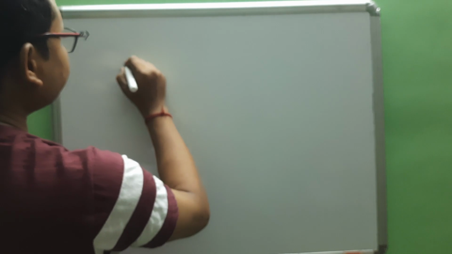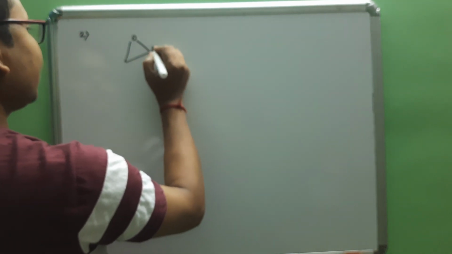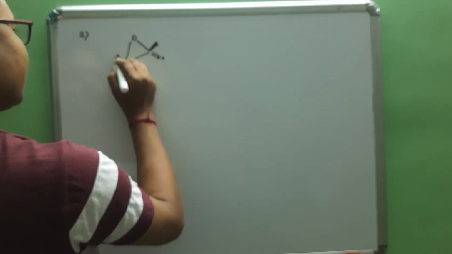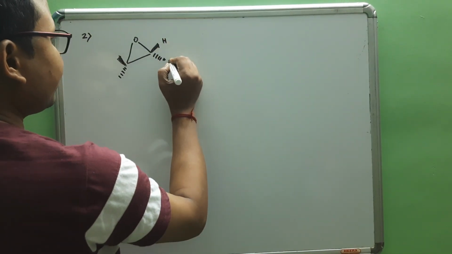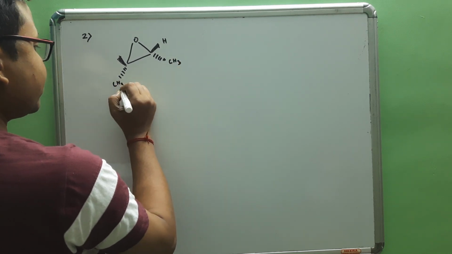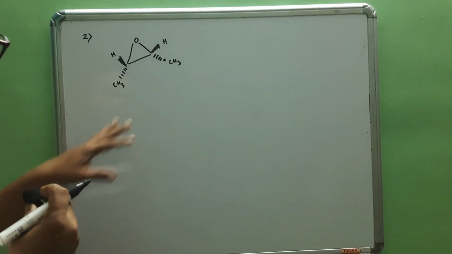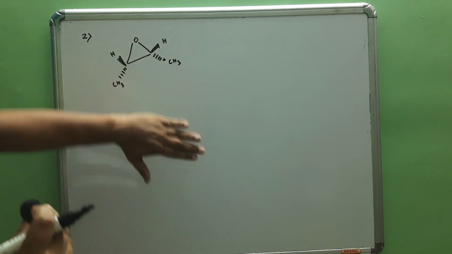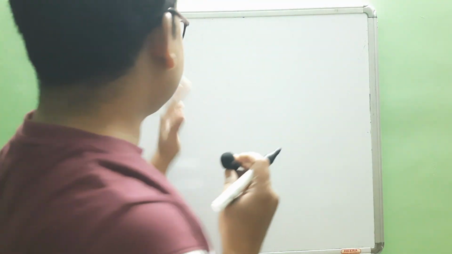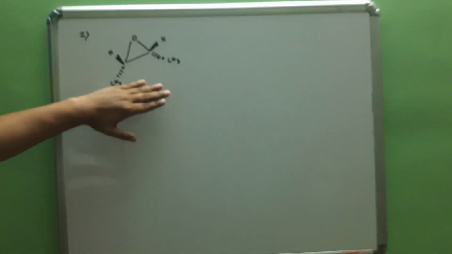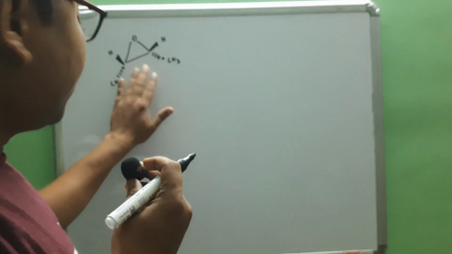so if such a type of compound is given, so this is CH3 and here also CH3, so this is an epoxide, it is an oxygen or epoxide type of compound, and both the CH3 groups are below the plane, and both the hydrogen atoms are above the plane. So this is a cis compound because similar types of groups are attached on the same side. So this is a cis type of compound.